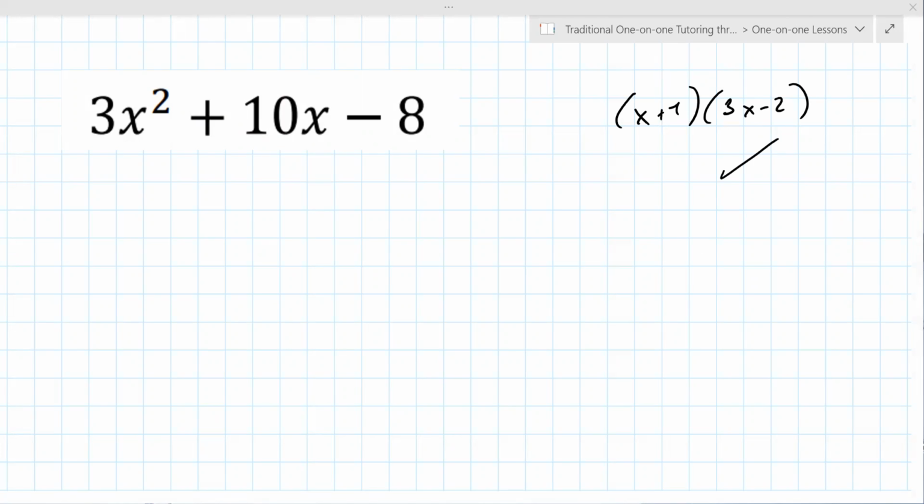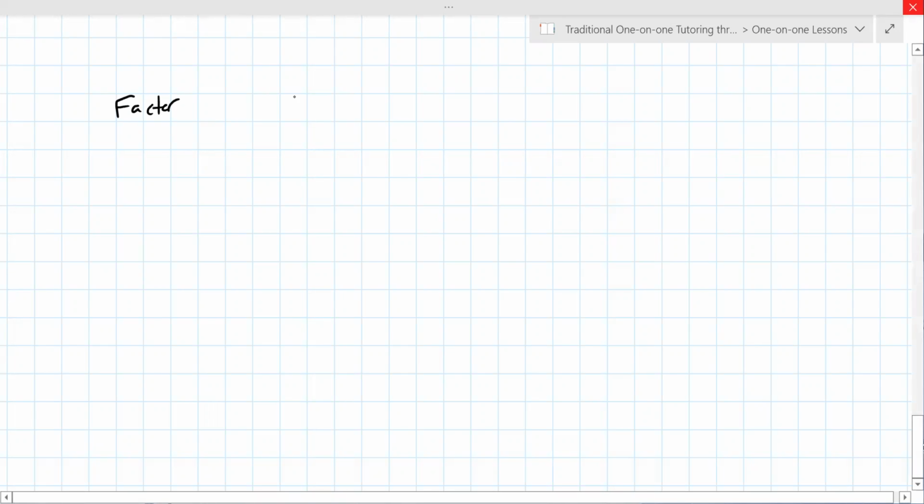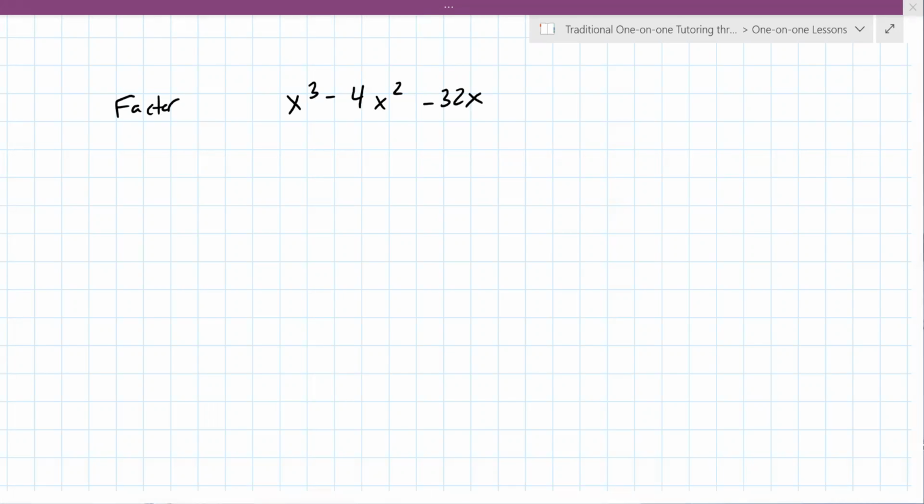Okay, so let me disguise a few problems here just to see if you know how to tackle them. I'm not gonna make them super difficult, but I want to see if there's any gaps there. So let me try this one. Let's say I wanted you to factor x cubed minus 4x squared minus 32x. What would you do first for this one?